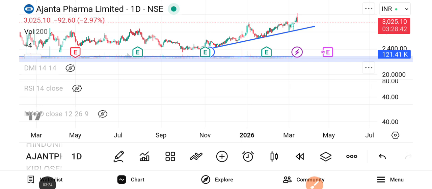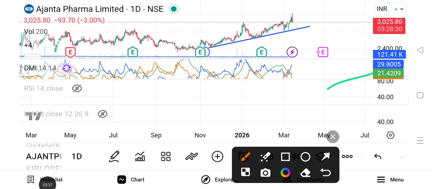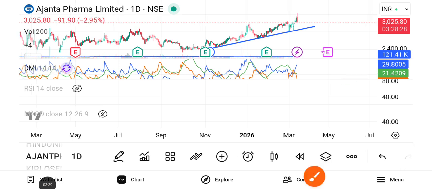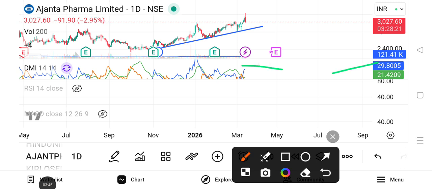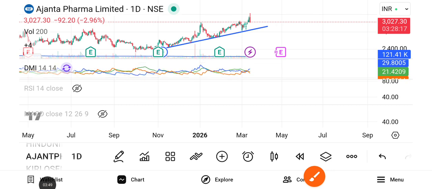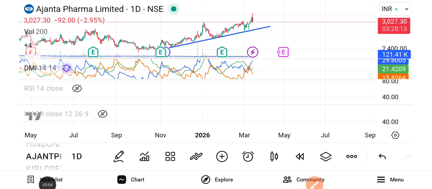And as far as the DMI is concerned, we will see whether DI positive is above or DI negative is above, and what is the relation between both of them. Now we have switched it on. Here you can see the ADX value is 21. That's okay, no issue with the value. And DI positive is above DI negative. This blue line is DI positive, this 29, and this orange line is DI negative. So DI positive is above DI negative, so that is a good sign for the stock. ADX is 21, no issues.